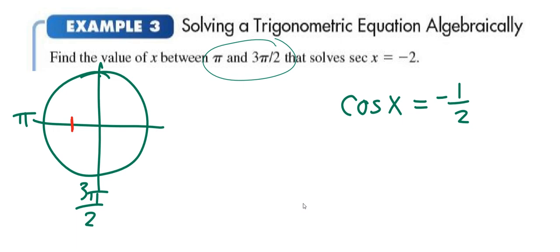Which way from that red hash mark should I be going? Up or down? Oh, down, right? Because we said third quadrant. Yes. If only we could find out what angle measurement that was. Negative what?